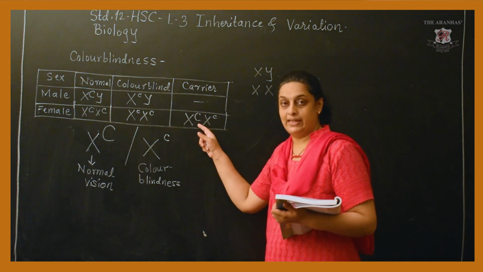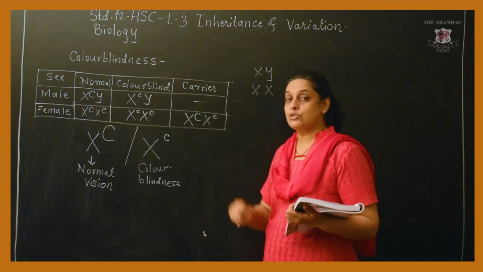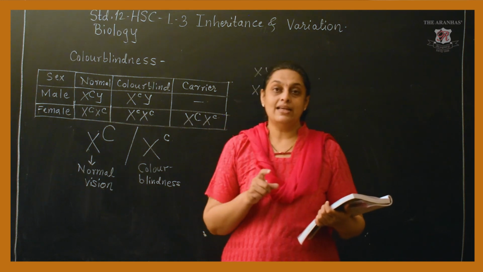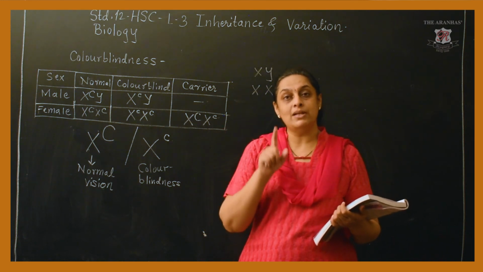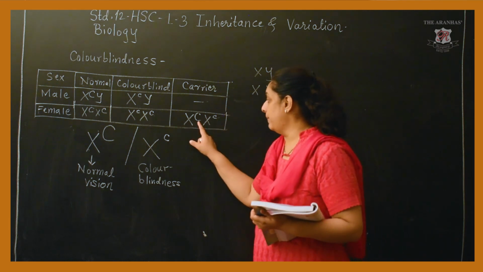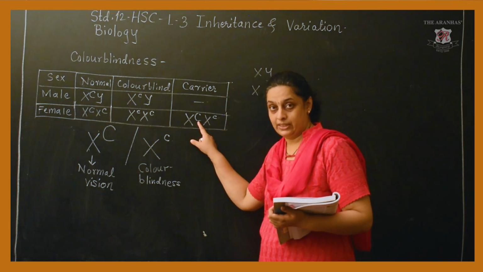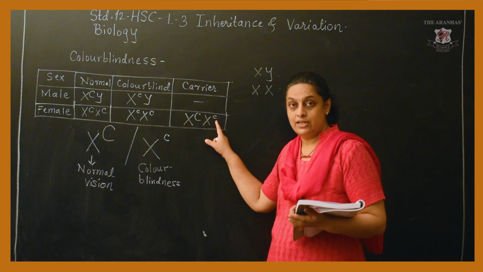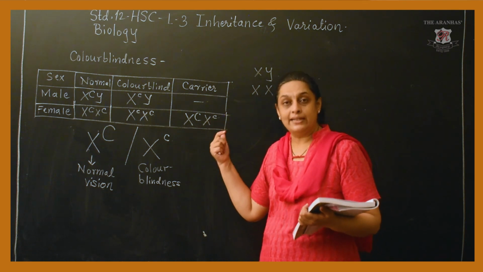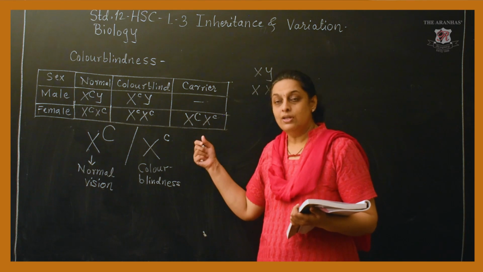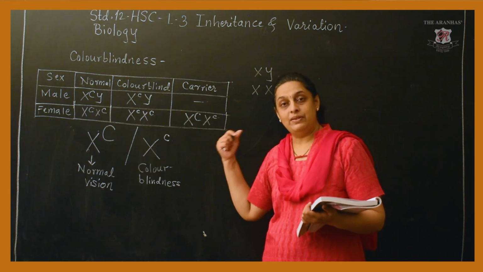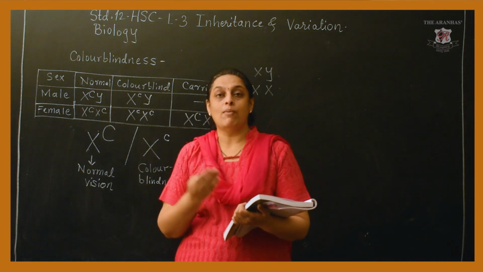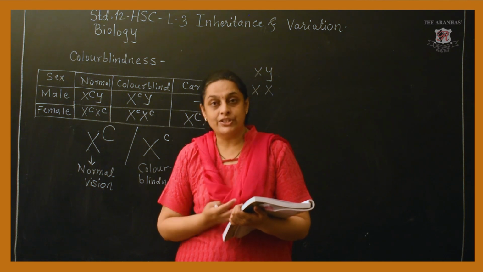And the third possibility, she is called a carrier. How is she a carrier? A carrier is a combination of one normal gene, capital C for normal vision, and a second gene for color blindness. So it is a combination, a heterozygous condition. This is how male and female individuals will have different possible combinations as far as their vision is concerned.